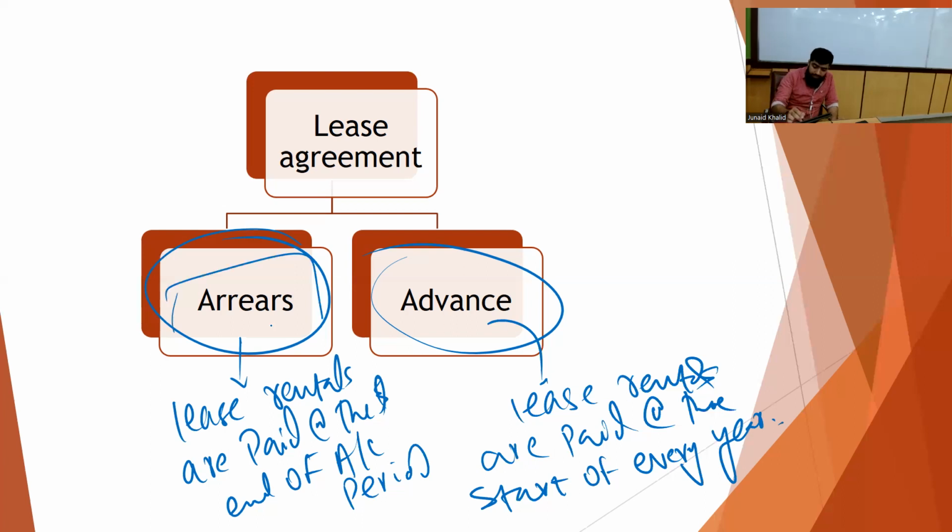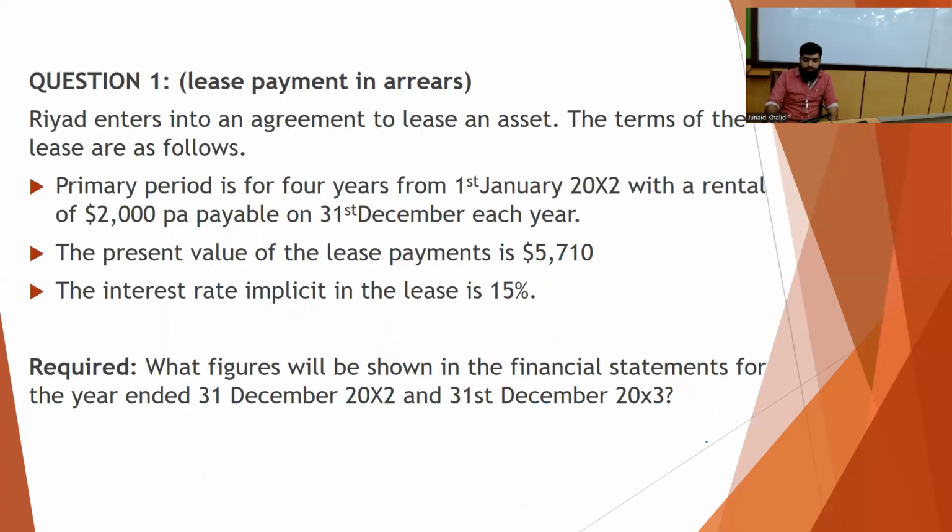So let's start with the arrears case. What if the company is paying that rental at the end of the accounting period? What would be the accounting treatment, and what would be the strategy to solve this question? Okay. Now we have a question: Riyadh company enters into a lease agreement to lease an asset. The terms of the lease are as follows. Number one, the first clause of the lease agreement, the primary period is for 4 years. That is, 4 years is the lease term.